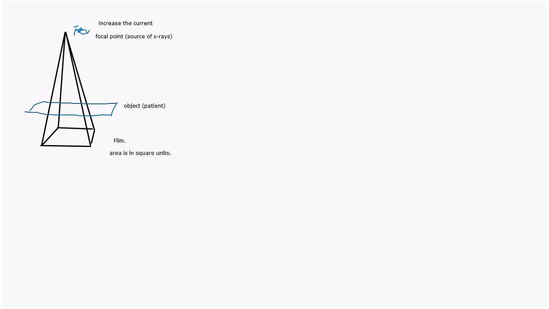So when we look at how much exposure is happening, as we increase the current, it's going to essentially illuminate the same area with more light. If we move the film further away, the light's going to become less dense, shining on that film. Or if we move the patient relative to the film, it's going to change the magnification, etc. So there's a few factors at play here.